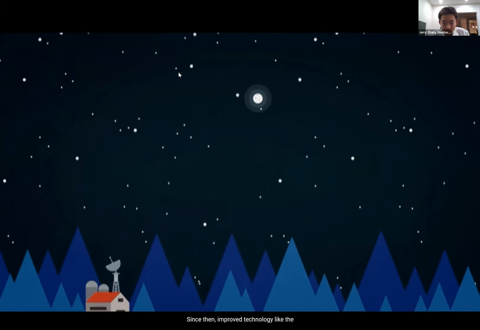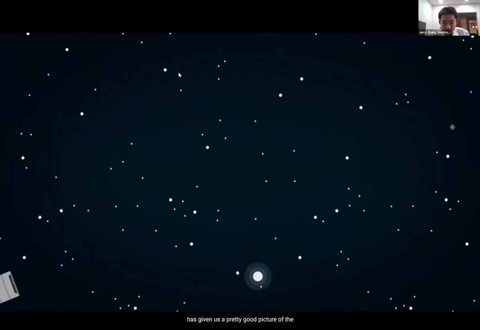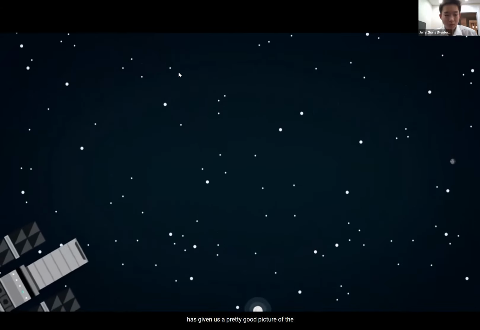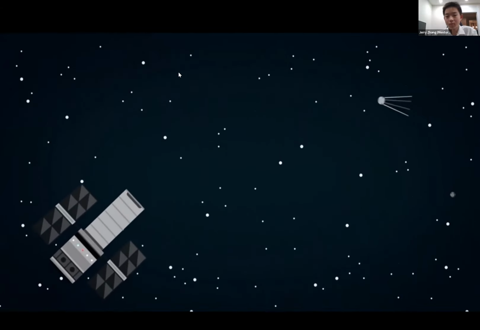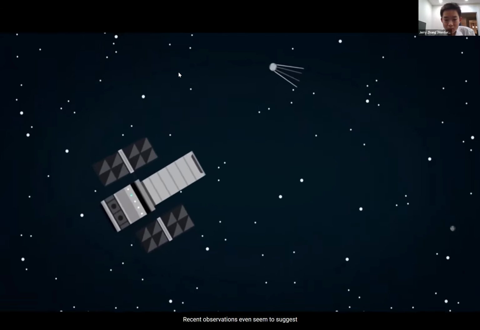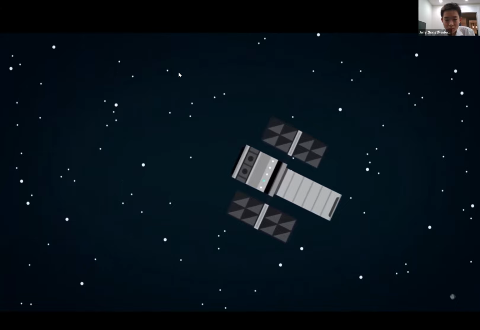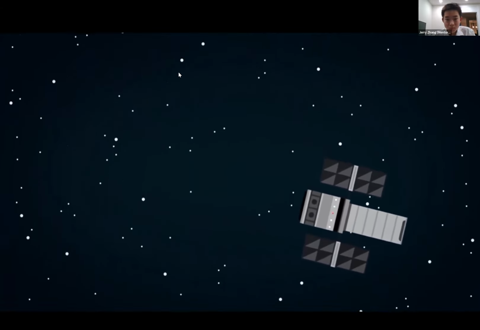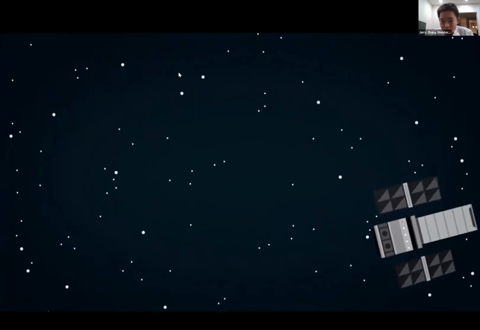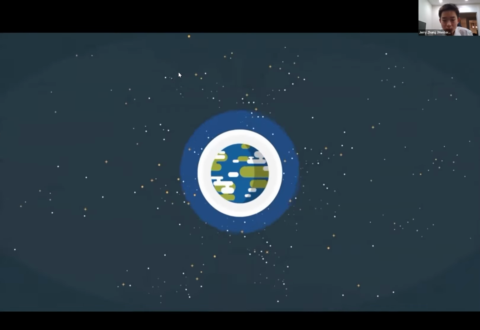Since then, improved technology like the Hubble telescope has given us a pretty good picture of the Big Bang and the structure of the cosmos. Recent observations even seem to suggest that the expansion of the universe is accelerating. But how did this Big Bang work? How can something come from nothing? Let's explore what we know.